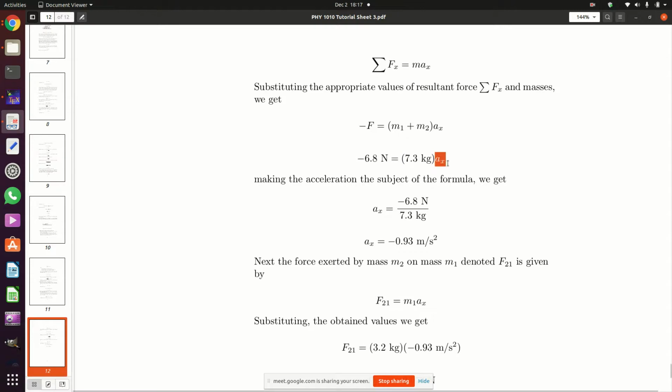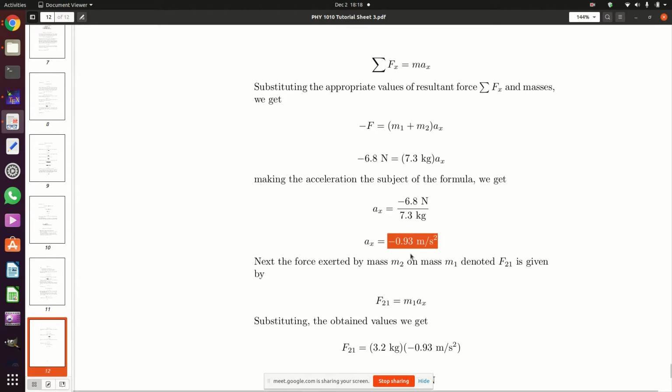However, the acceleration is going to be different because the acceleration depends on the direction of the resultant force. So for us to work out the acceleration, we make it the subject of the formula. We have AX is equal to minus 6.8 newtons divided by 7.3. And we end up having an acceleration AX of minus 0.93 meters per second squared. This is the acceleration which both masses M1 and M2 undergo if the force is reversed.